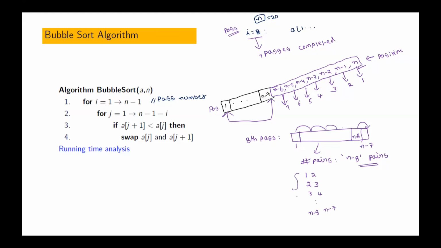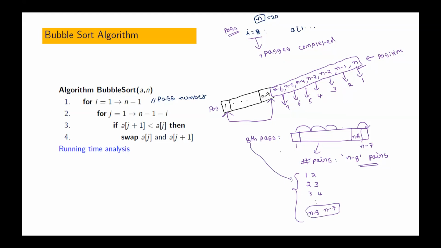That's why when the pass number is i, what are the valid comparisons? 1, 2, 2, 3, 3, 4, and so on. And if it is the 8th pass, what are the valid comparisons? 1, 2, 2, 3, 3, 4, and so on, n minus 8, n minus 7. No? Now, can we generalize this?